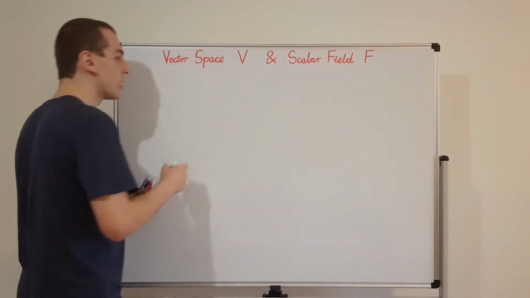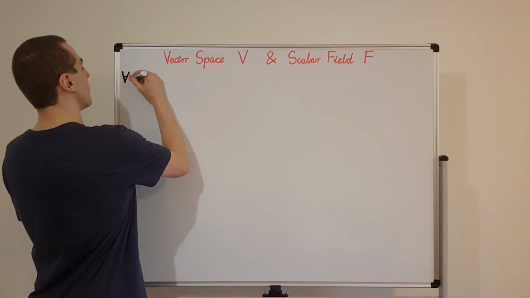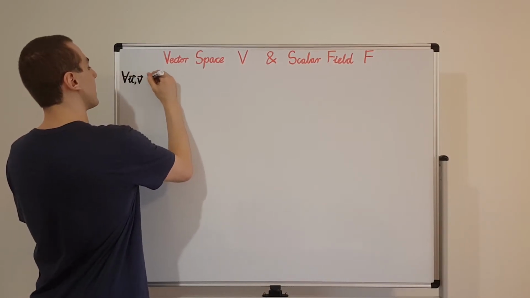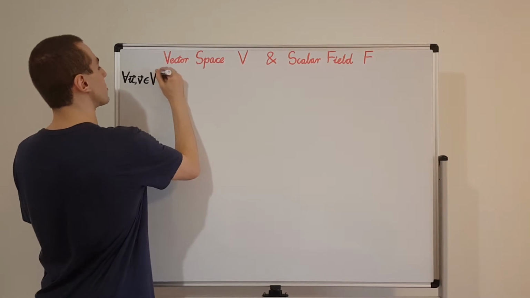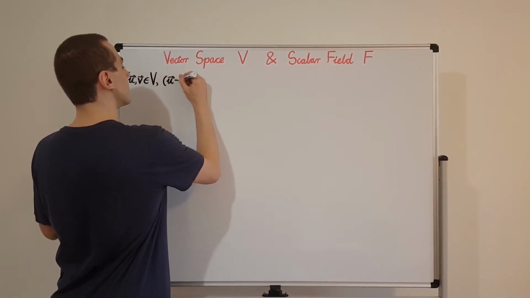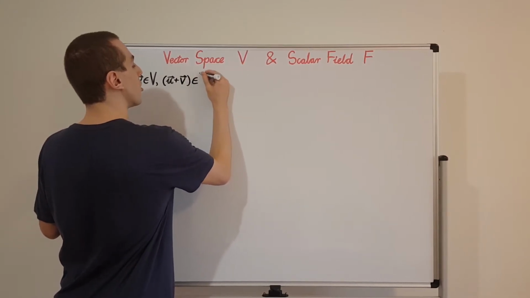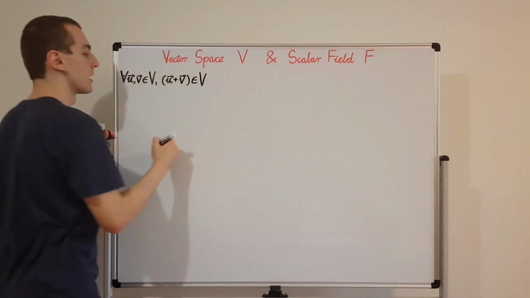So I'll start off with closure. For all vectors u and v in the vector space, capital V, the sum of u and v has to also be an element of the vector space, capital V. So that's what this is saying.